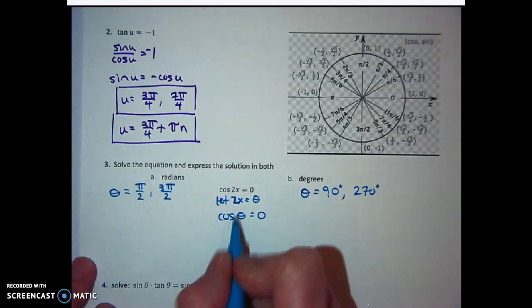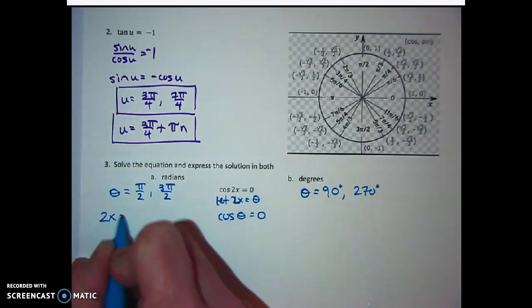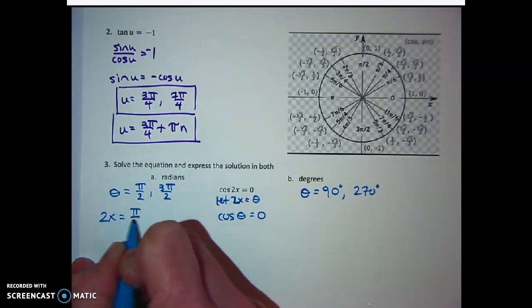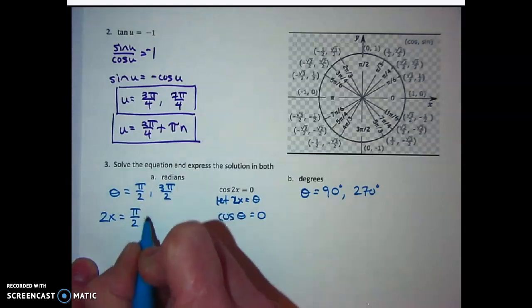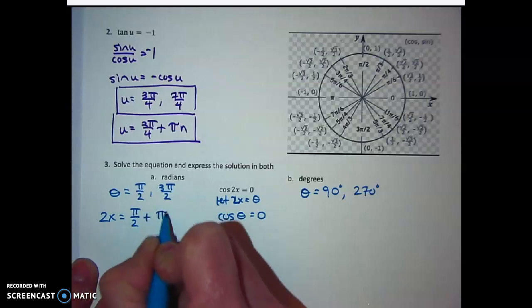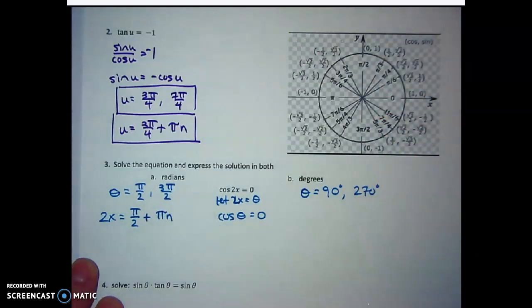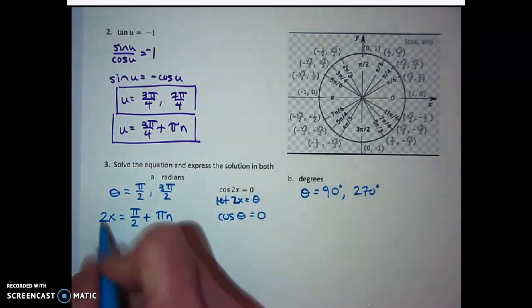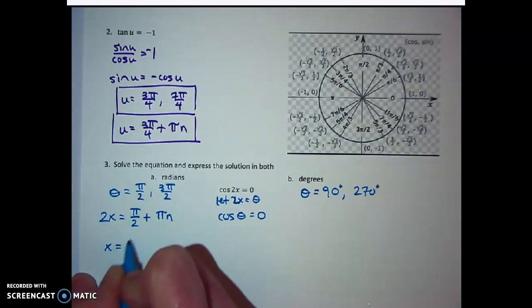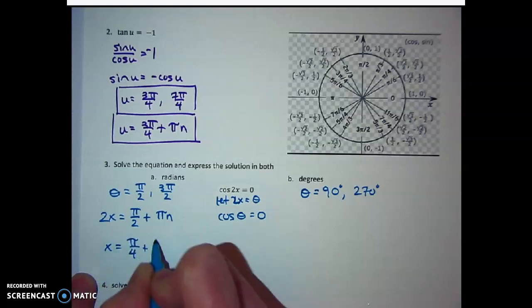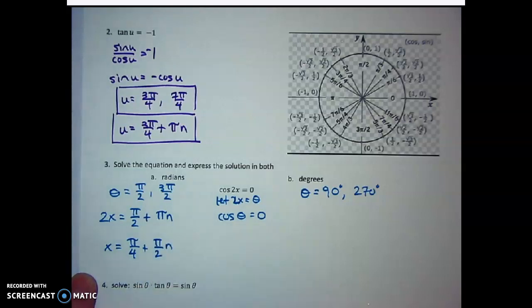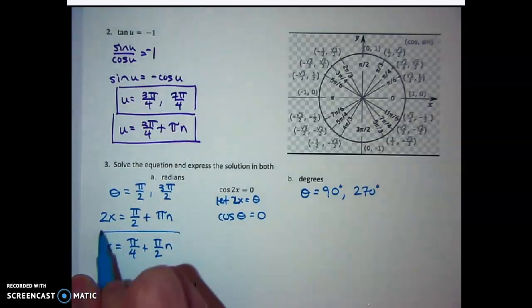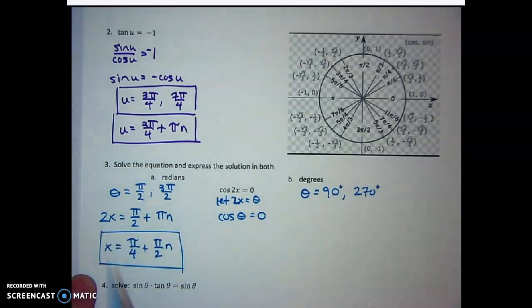But remember, my theta isn't actually a theta, it's actually 2x. So 2x equals pi over 2. Keep in mind that was plus pi n, because pi over 2 plus pi gets me down to that 3 pi over 2. So to get my general solution, divide both sides by 2. I get pi over 4 plus pi over 2 n is going to be my general solution. Make sure when you're doing your general solution, if you're doing a substitution like that, you write your general solution so that you're dividing both of those terms. That's going to be my general solution.